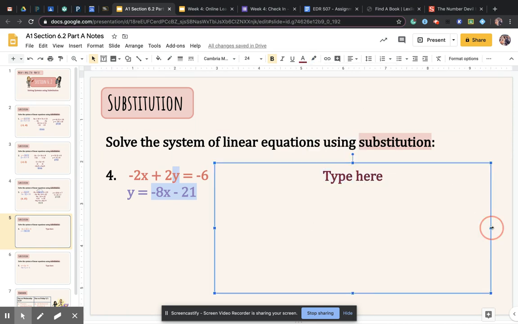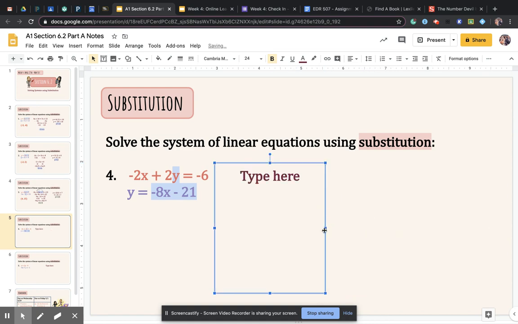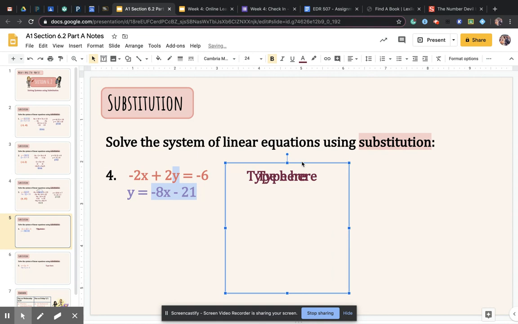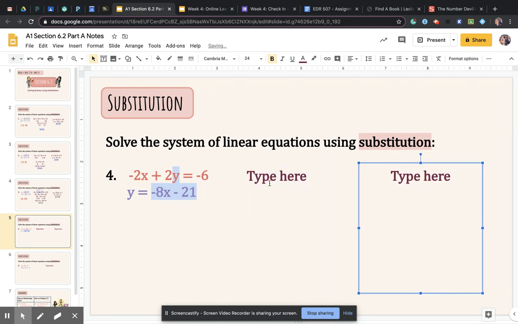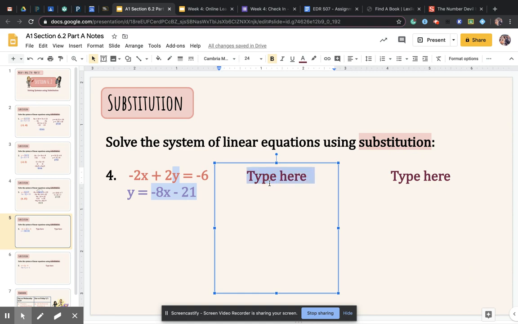So I'm going to shrink this text box, and I'm even going to copy and paste it. That way I don't have to redo it. So I'm going to have negative 2x plus 2, and then again we're going to distribute the negative 8x minus 21 is equal to negative 6.